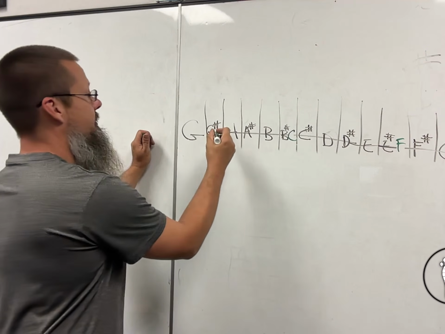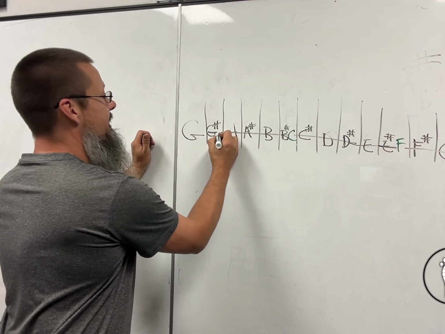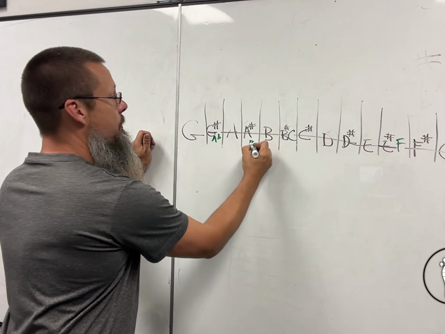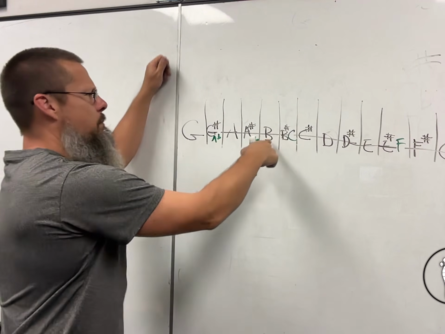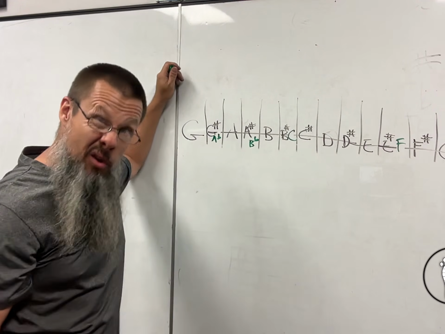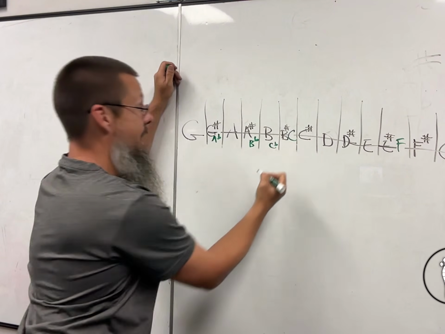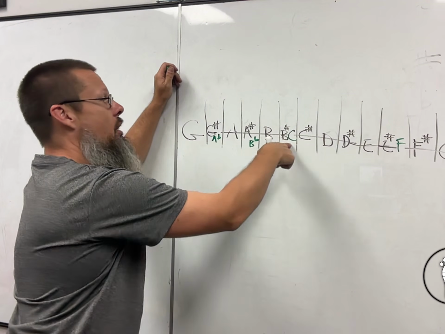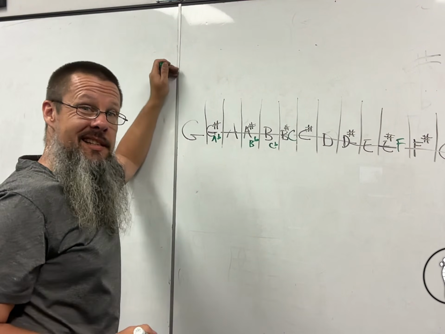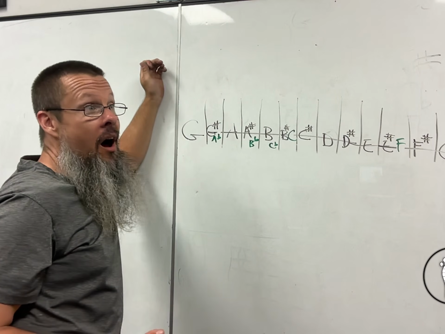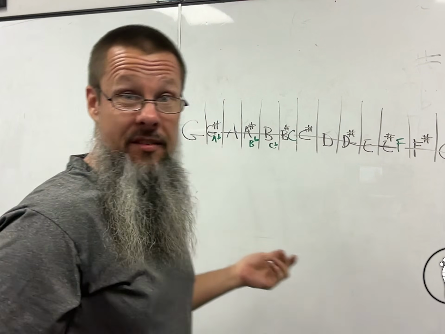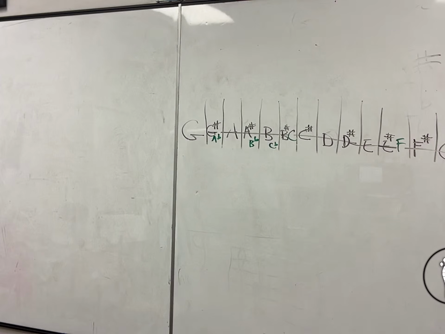Now each one of those has the same. This G sharp is an A flat. A sharp is a B flat. When we do this B natural right here, our B natural can also be called a C flat. These are called enharmonic equivalencies, which means that's just the pitch. Let's find it.